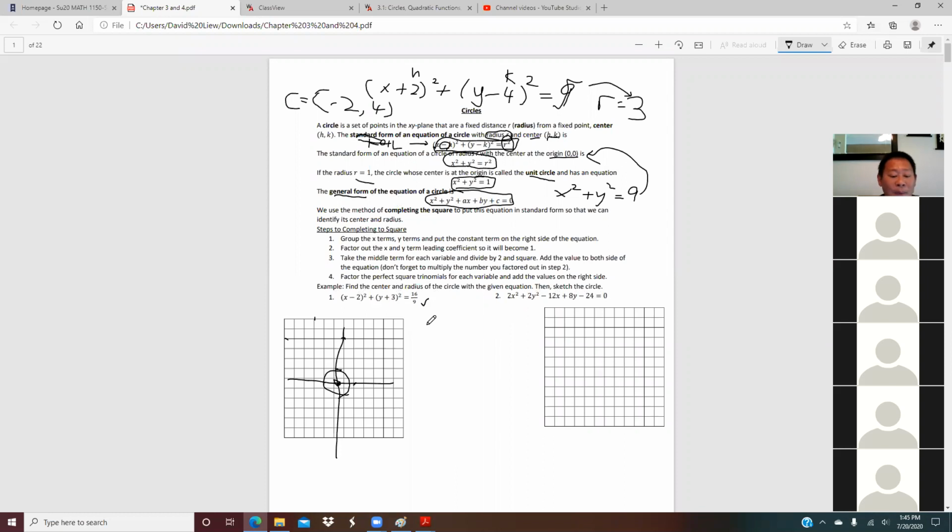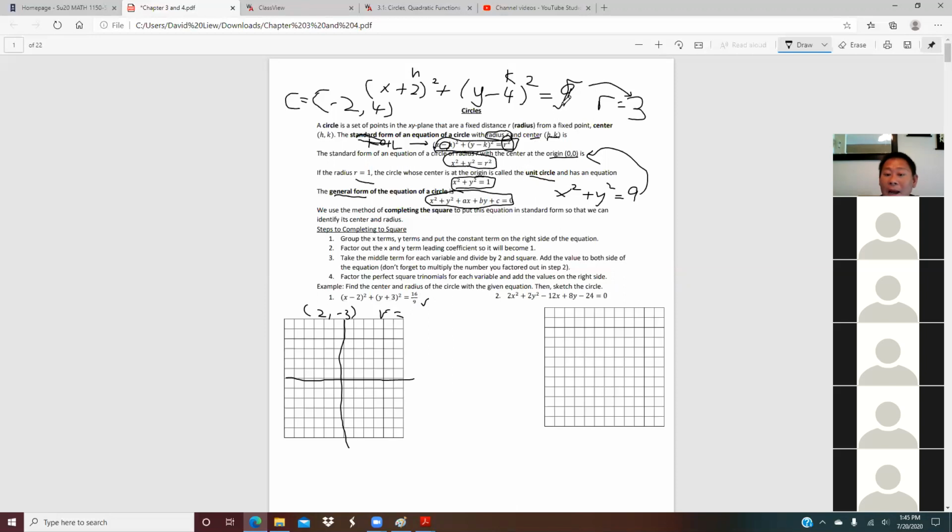Definitely the factored form is better because you can tell the center straight away and you can tell the radius here. So can someone tell me, looking at question 1, what is the center and what is the radius in this case? For question 1, 2 and negative 3 is the center. The center is what? I cannot hear. Positive 2 and negative 3. Very good, 2, negative 3. And what is your radius here?